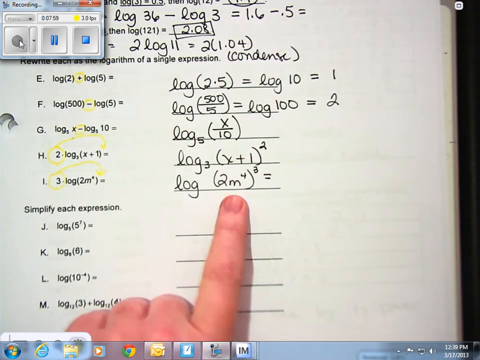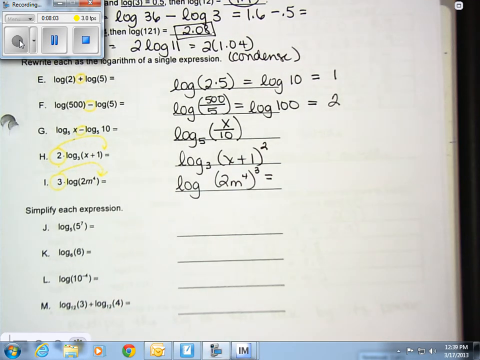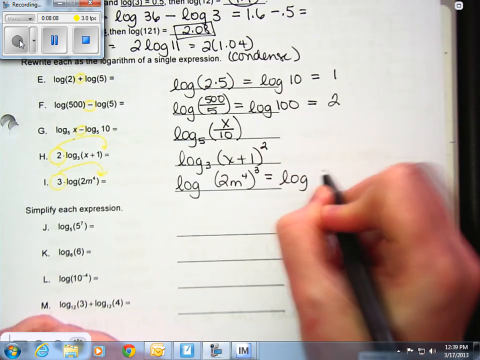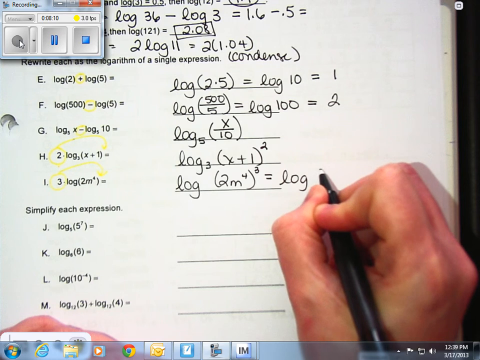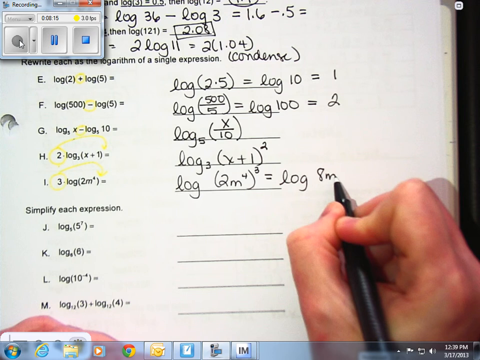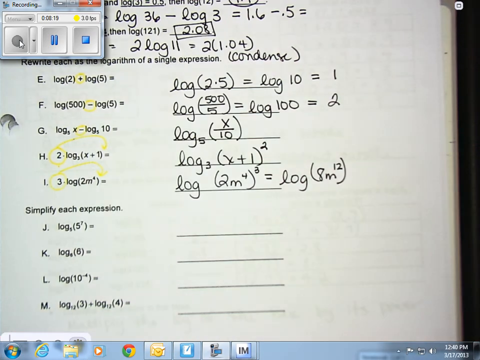Now, because these are all numbers and variables, and I want to raise to the 3rd power, I can use my rules for exponents, and I can go ahead and clean this up. I can cube the 2. 2 cubed is 2 times 2 times 2, which is 8. And raise a power to a power, I keep the base, and I multiply the exponents. So I end up getting log of 8m to the 12th power.